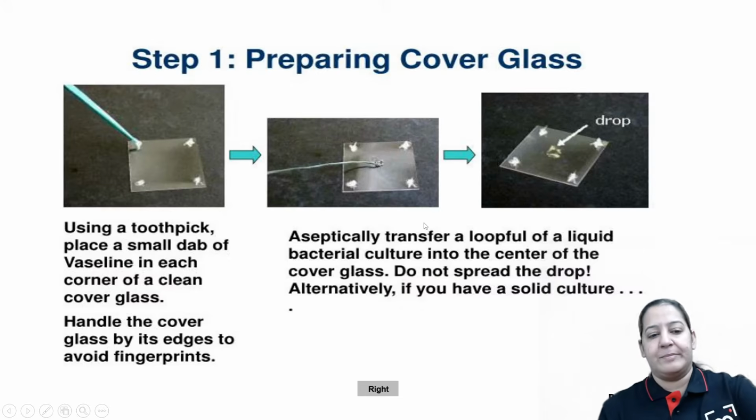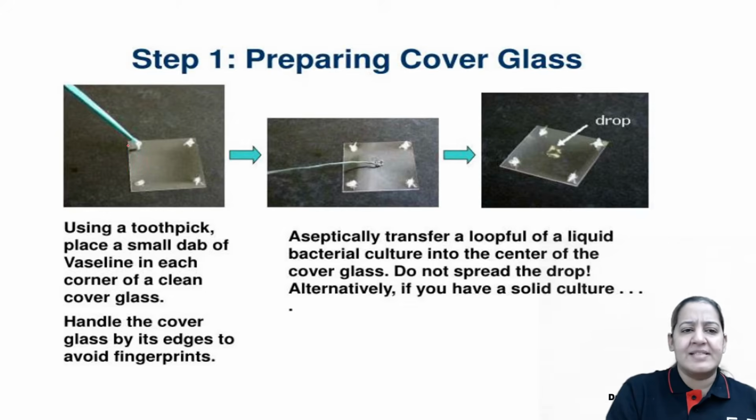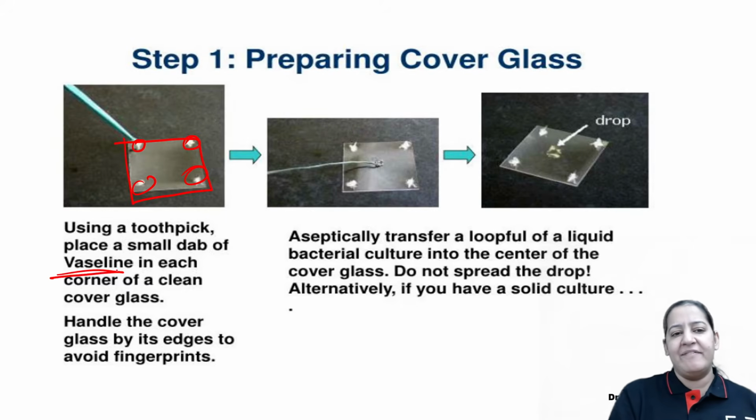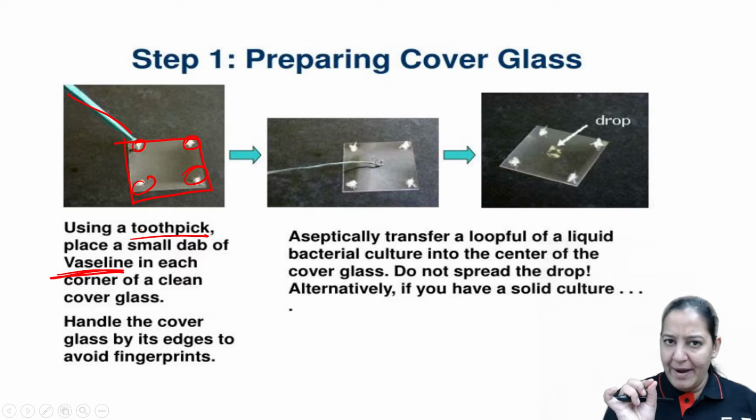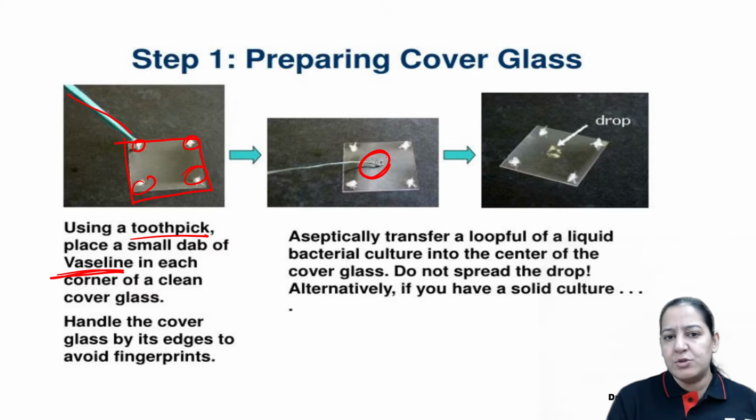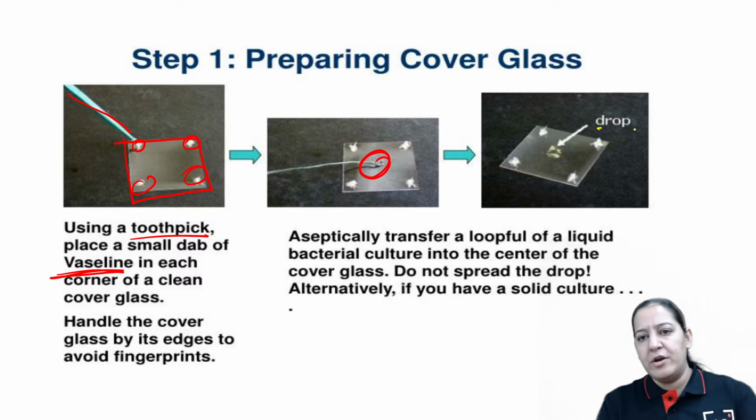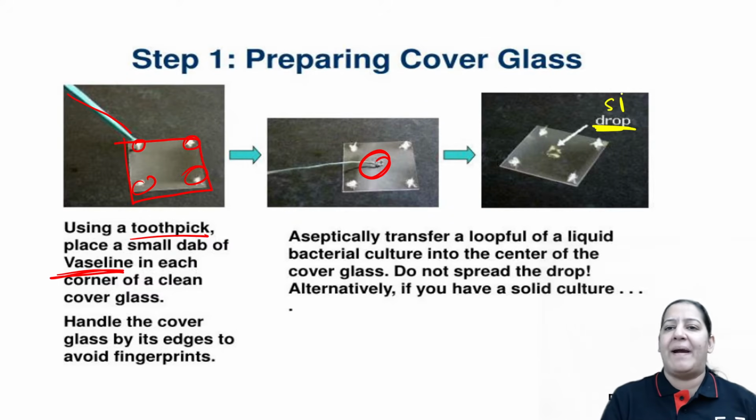So I will tell you the steps. Can you see? Take a cover slip. This is a cover slip. At the four corners of the cover slip, apply Vaseline with the help of a toothpick. This is a toothpick. Take a toothpick and apply four dots of Vaseline at the four corners of the cover slip. At the center of the cover slip, place one drop of your specimen containing bacteria.